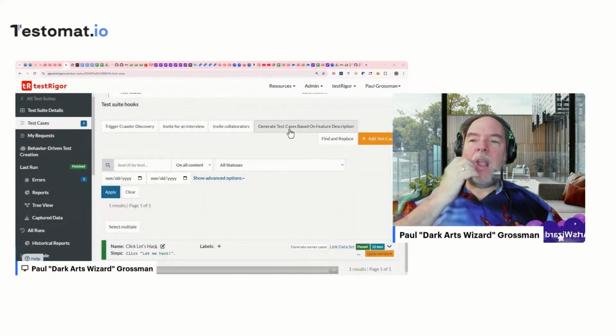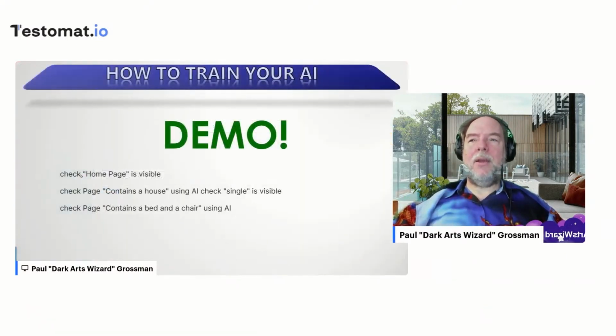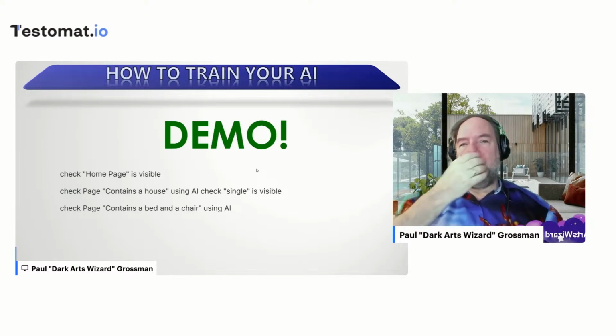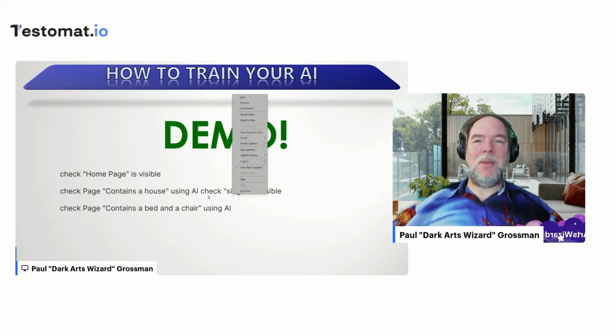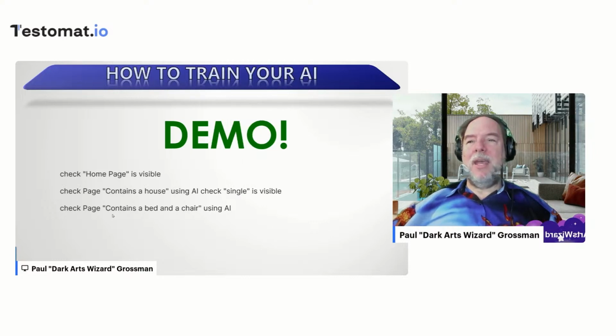All right, let's go back here. So, how to train your AI. In this case, I want to check if a home page is visible. This is in Test Rigger. That's the way you can write it: check home page is visible. It's the link that's on there. I would also want to check that the page contains a house using AI, and also check the single is available. Bad slide, this is supposed to be four lines, so my apologies on that. And then also I want to check the page contains a bed and a chair.